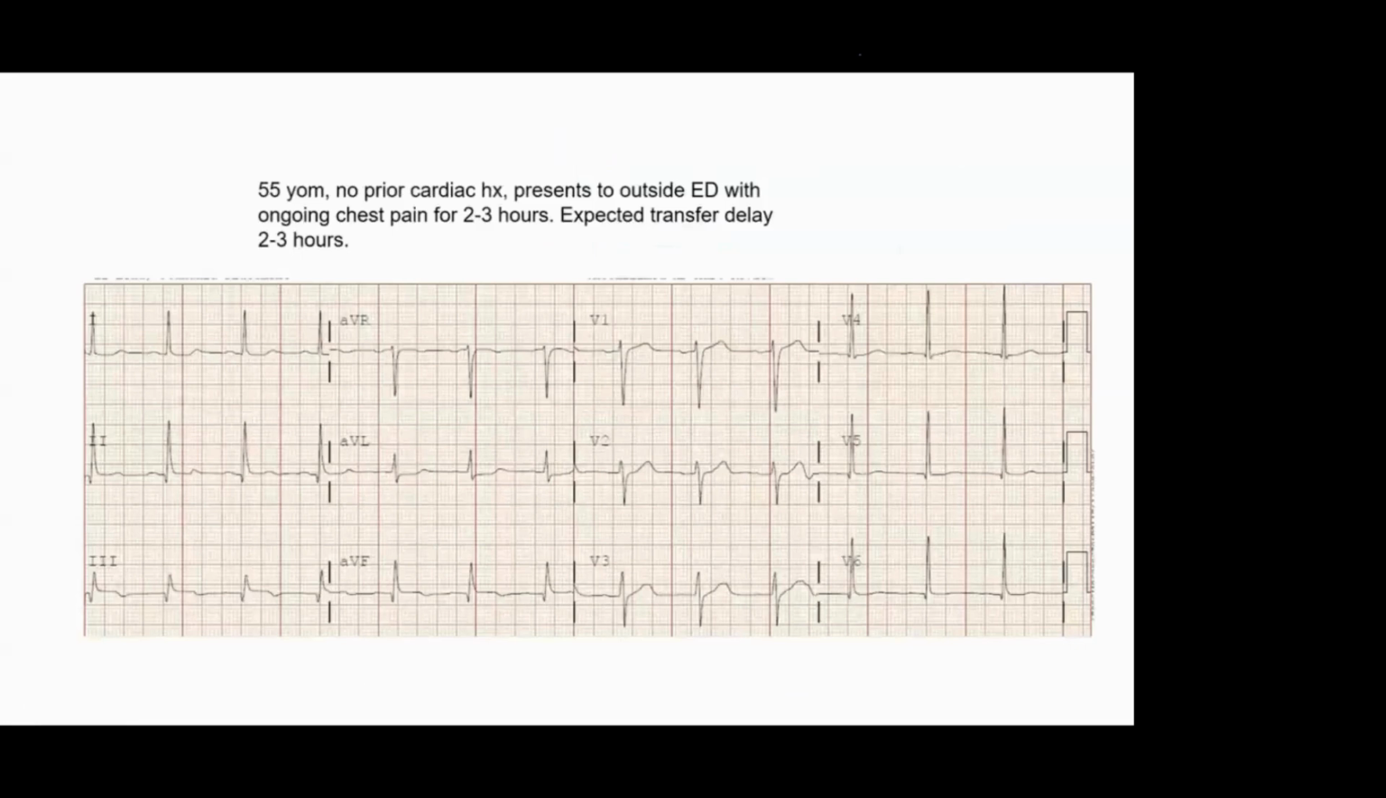This is a 55-year-old with no prior cardiac history, presenting outside the ED with ongoing chest pain for 2 to 3 hours, with an expected transfer delay of 2 to 3 hours. Will you thrombolyze this patient? Does this patient require thrombolysis? We discussed it, I am just refreshing you. Can anyone tell the diagnosis? Which territory is involved? Is this recanalized, or is this a totally occluded MI?